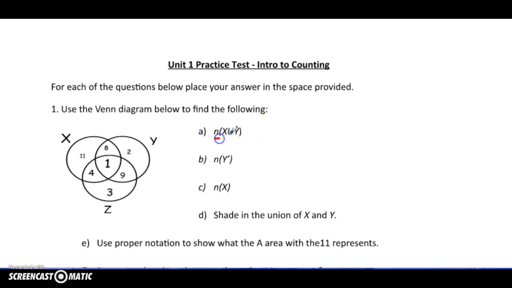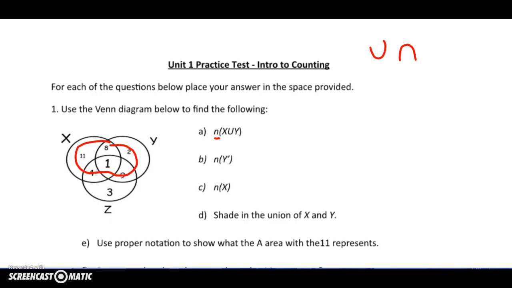We're going to find the n, which is the cardinality. Remember that cardinality is the size of x union y. Now realize that's not the letter U. That's this symbol. It looks like the letter U, but it's union, not intersection. So n of x union y: what's in x and/or y? So all of this. Add up all those numbers: 11 plus 4 plus 8 plus 1 plus 9 plus 2. That goes there.